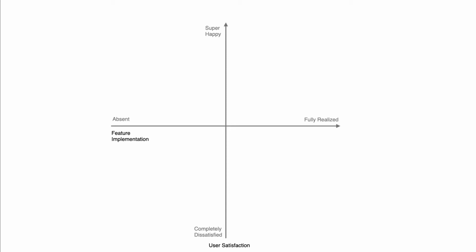The foundation of the Kano model is how you understand how certain features that you could potentially build are going to impact customer happiness. So you have a graph like this with on your x-axis how much you've implemented the feature, with absent, the feature doesn't exist, on the left and fully realized on the right. Your y-axis is user satisfaction, so completely dissatisfied at the bottom and super happy at the top. And there are 5 different buckets that you can put features into.